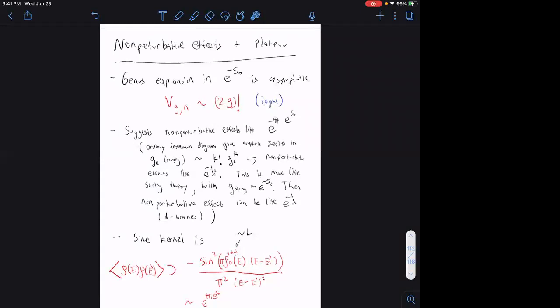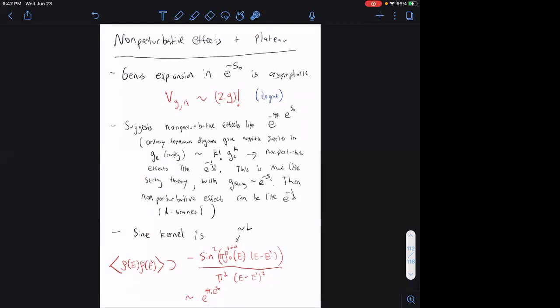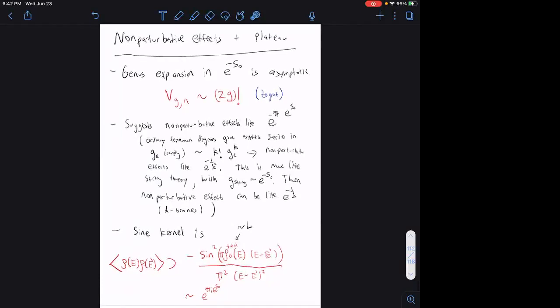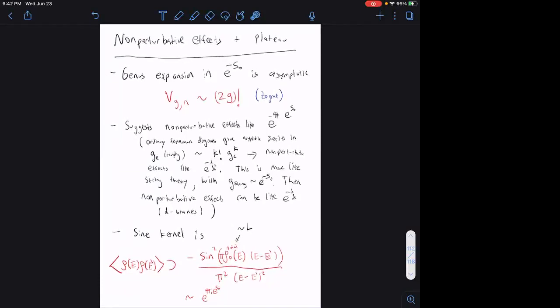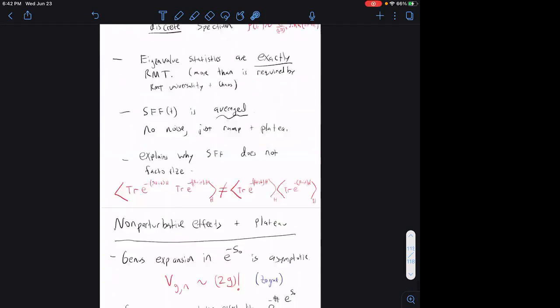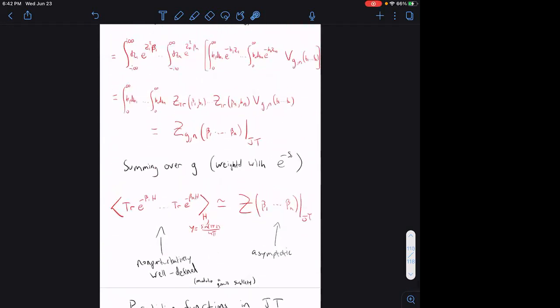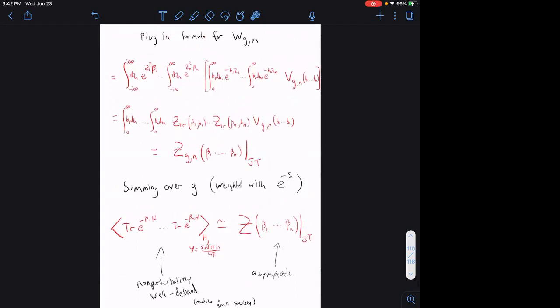So finally, I guess I have 15 minutes left, right? This part I was possibly going to skip, but let's talk a little bit about some non-perturbative effects. I'll go back a couple of slides. We found this formula for the partition function in JT gravity.